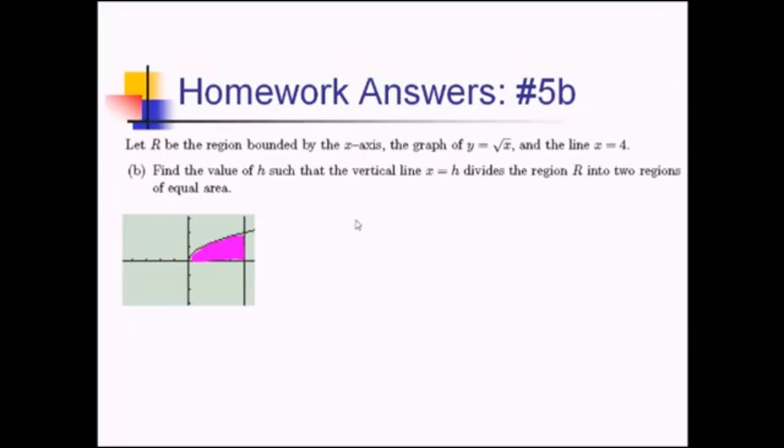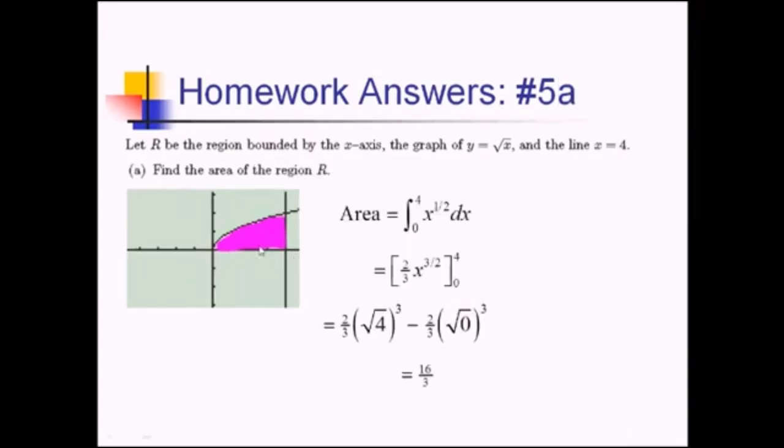For this problem, they're telling us they want us to find the value of h such that the vertical line, x equals h, which is presumably somewhere in here, divides our region into two regions of equal area. All right, so the way I'm going to set this up, I know from the last part of this problem that the total area here was 16/3.